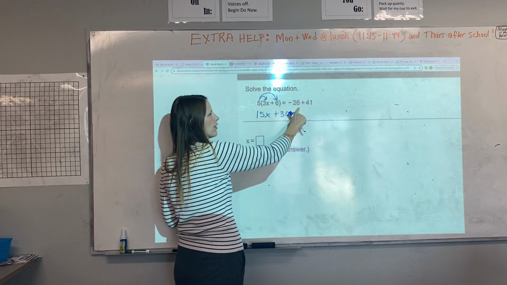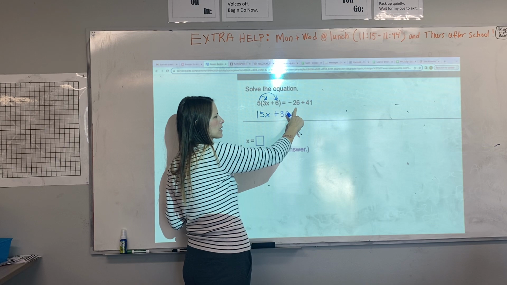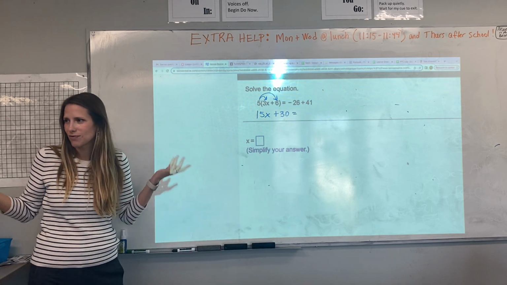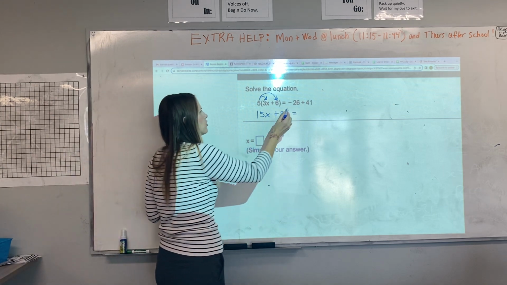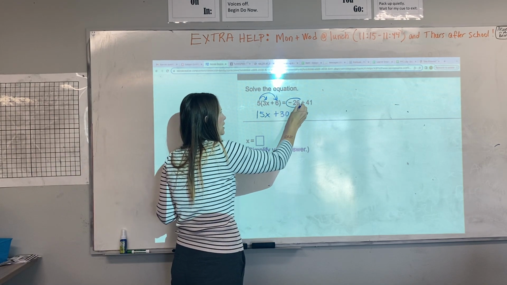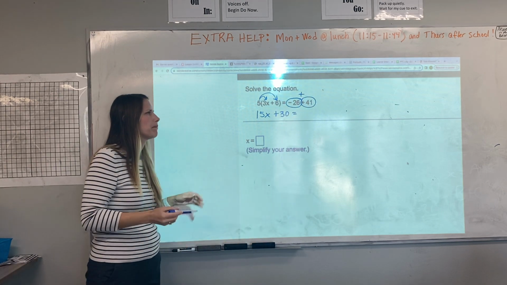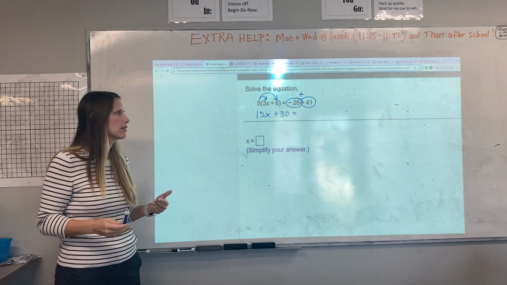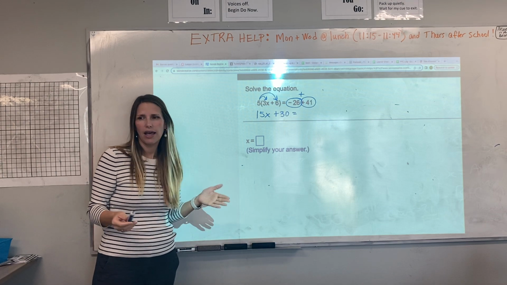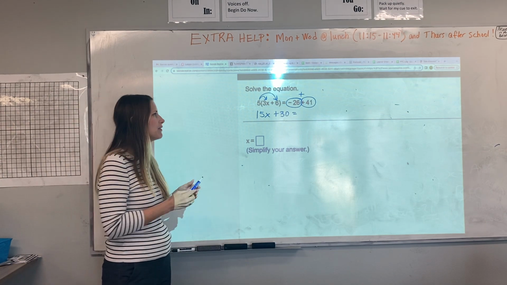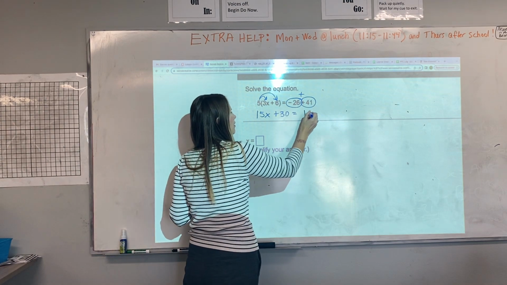And then we're looking at our other side, and we have a negative 26 plus 41. They are like terms, they're just numbers. So let's do something really cool. We're going to circle each term with its sign and combine them. So I'm adding a negative 26 and a positive 41. It is positive 15. Good.